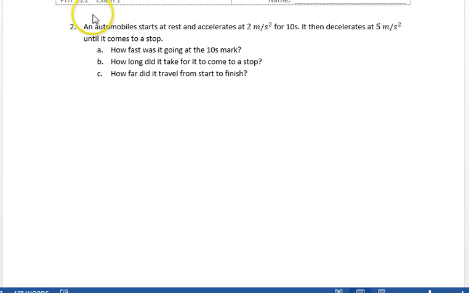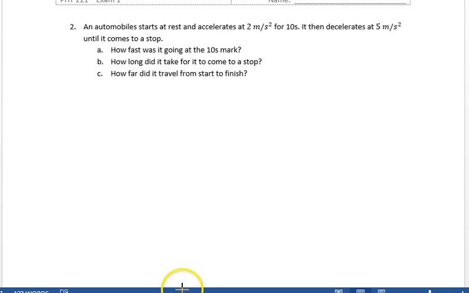Okay, exam 1, problem 2. An automobile starts at rest and accelerates at 2 meters per second squared for 10 seconds, then decelerates at 5 meters per second squared until it comes to a stop. Question A is, how fast is it going at the 10-second mark?